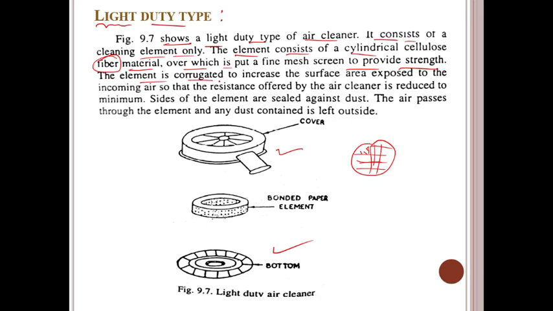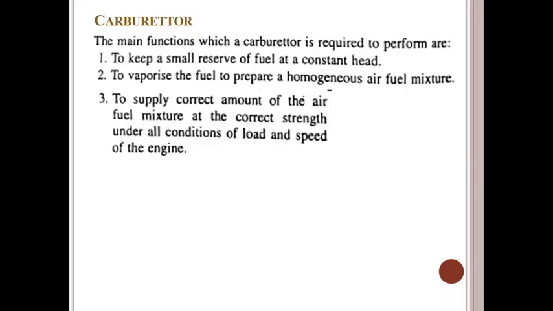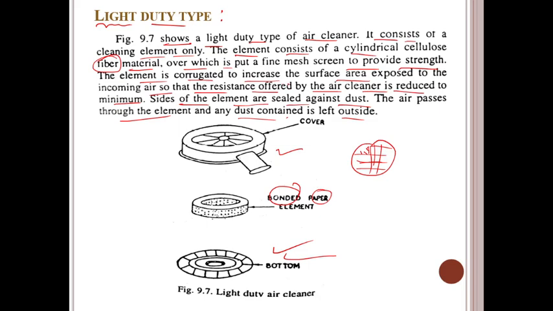The element is corrugated to increase the surface area exposed to the incoming air, so that the resistance offered by the air cleaner is reduced to a minimum. This is the bonded paper element, with the bottom cover. The sides of the element are sealed against the dust. The air passes through the element and any dust contained is left outside. So this is the simple arrangement and construction of the light duty type.